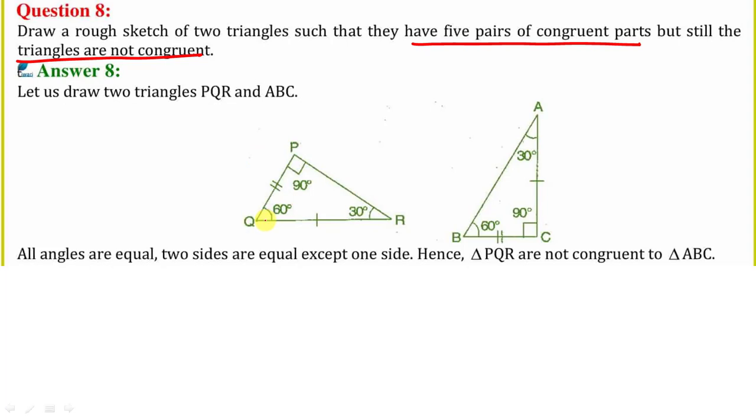This is your PQR. Here the parts are equal, that is, this side is equal to this side. These are angle 30 degrees. This is also angle 30 degrees. Next is your 60 degrees. So this is your 60 degrees. The fourth part is your 90 degree angle. The fifth part is this side. But the value of this PR is not equal to the value of this AB.